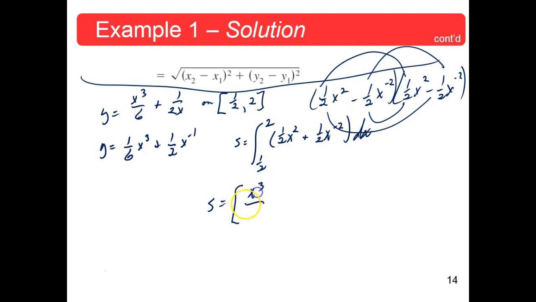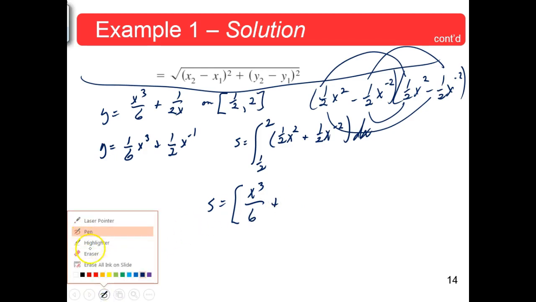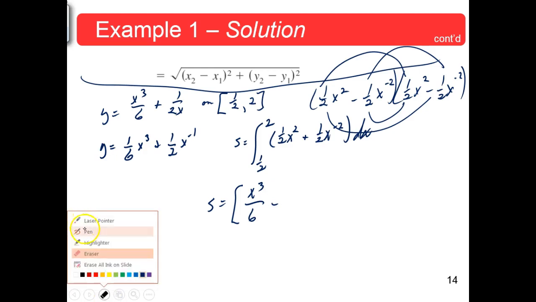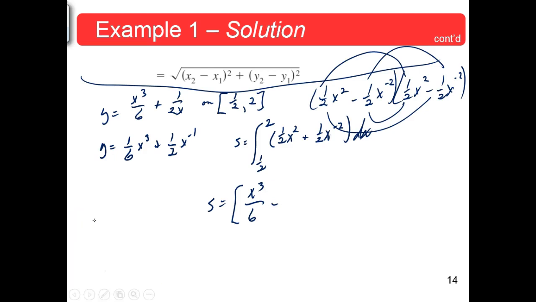X cubed over 6, perfect, plus, minus, I think, won't it be? Take your time, do it. What do you get? Say that again. X to the minus 1 over 2. I believe she's right, isn't she?